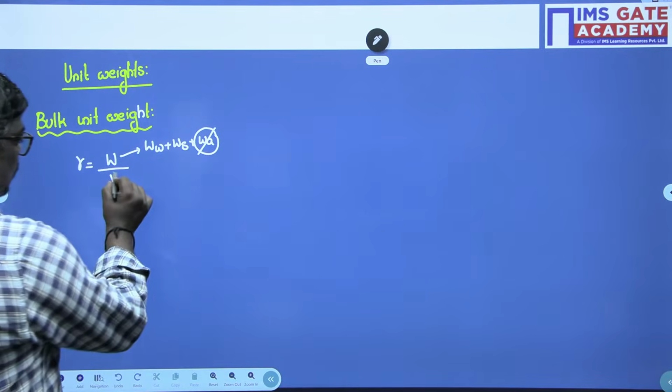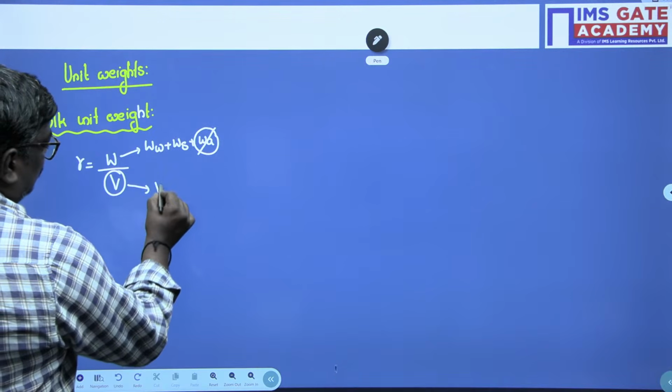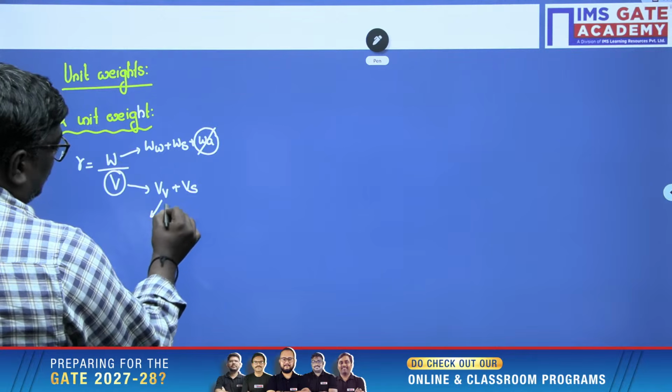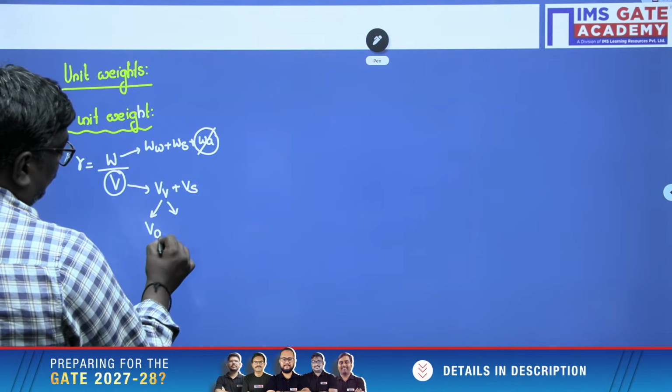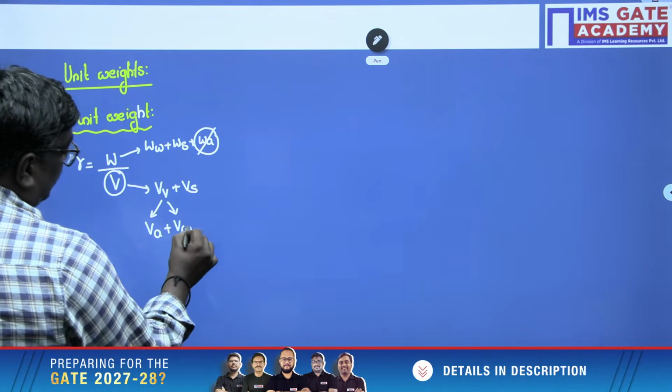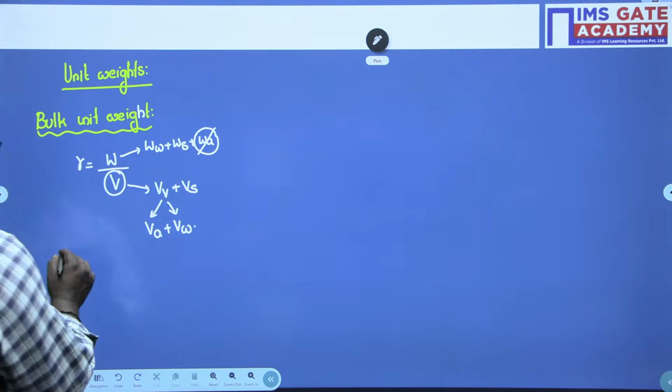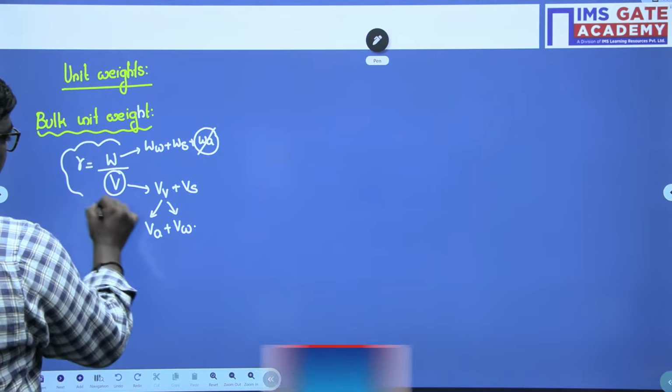And if I consider total volume, it will be considered as what, sir? VV plus Vs. Again, VV can be written as what? VA plus VW. Now, my dear students, what I would like to tell you is, this is gamma, the bulk unit weight.